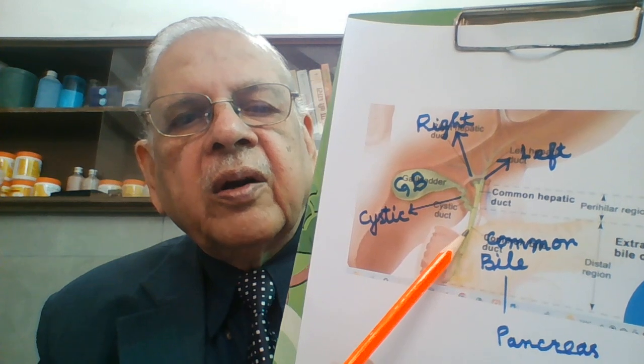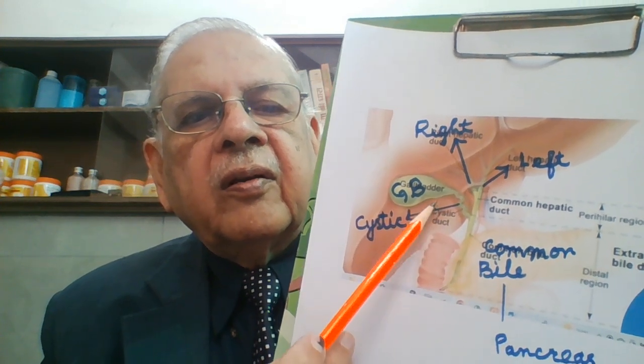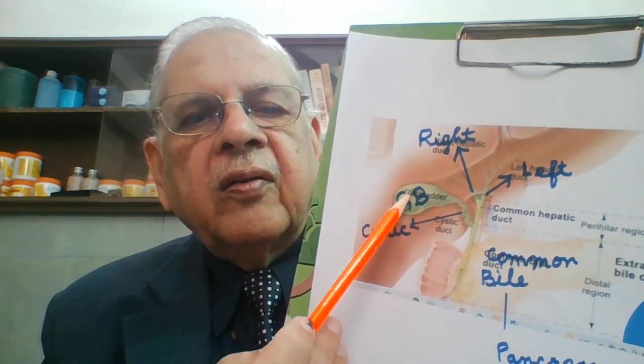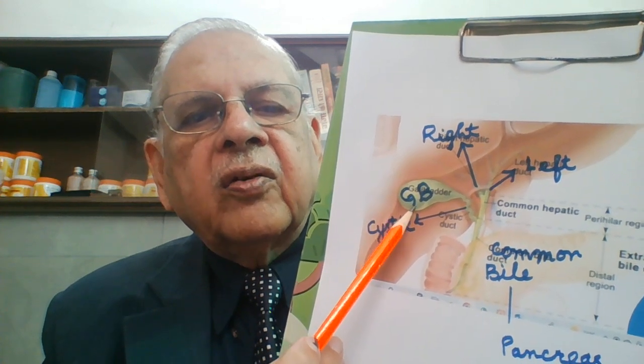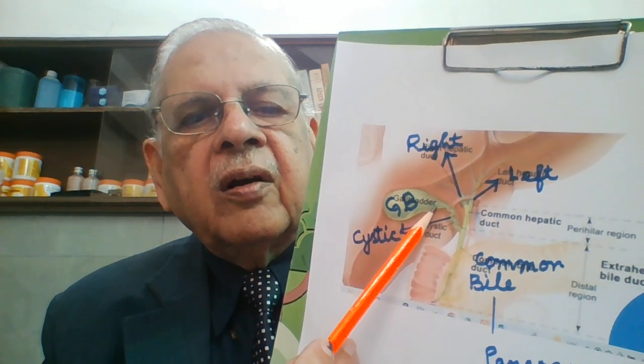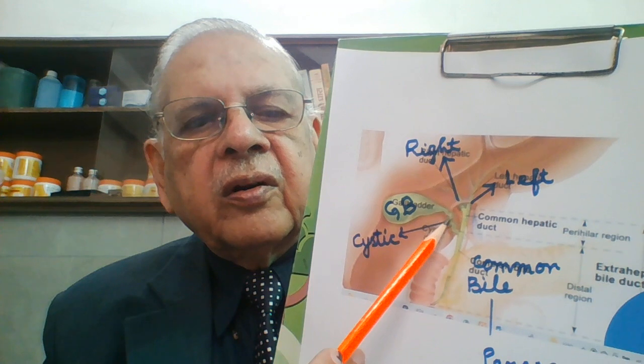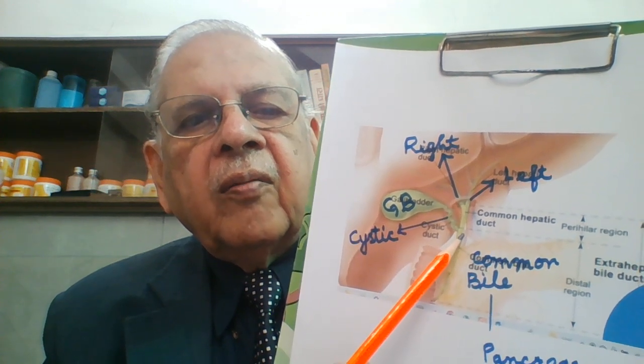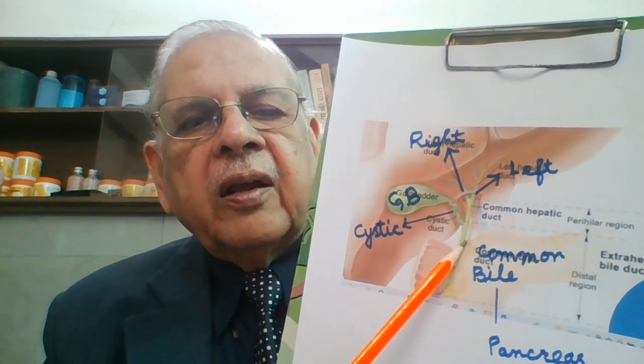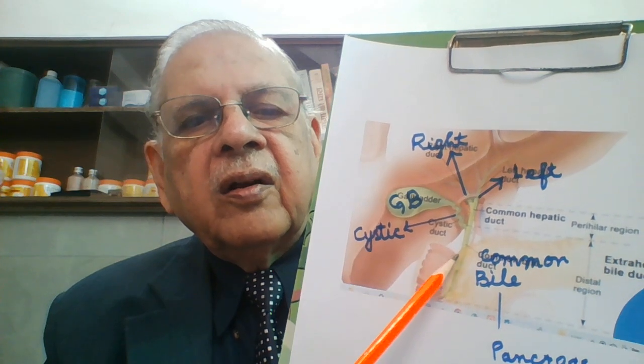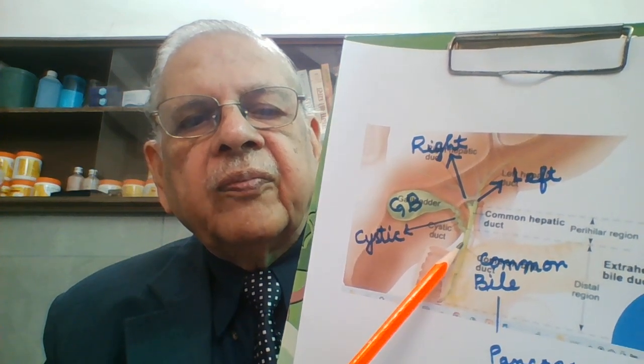This is what is important for you to understand: this pear-shaped organ is the gallbladder. The bile is stored in this gallbladder, and through the cystic duct it enters the common bile duct, and then it goes to the intestines for the digestion of fats.